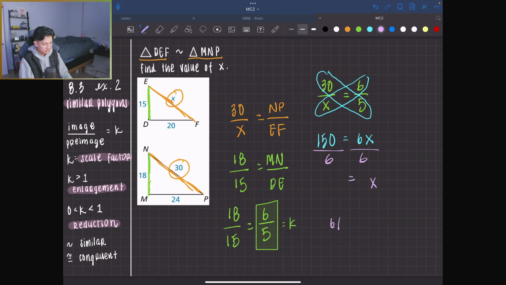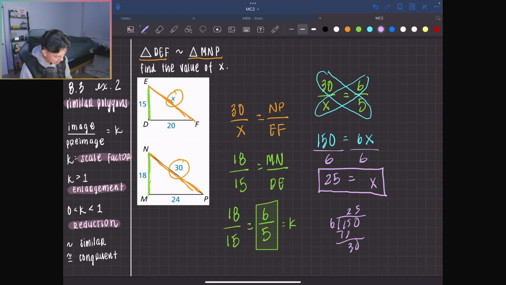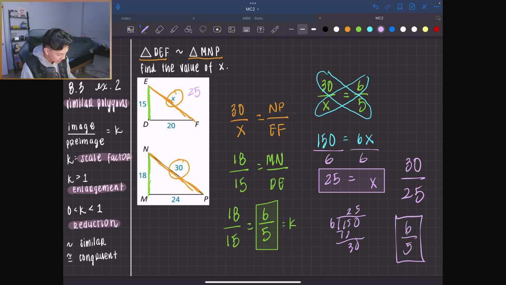Let's see, 150 divided by 6, 6 goes into 15 two times, 12, 30, 5. So x is going to be 25 here. So the missing side length, x, is going to equal 25. And let's go see if this is still true for our scale factor. So remember, NP over EF is 30 over 25. And if we were to simplify this fraction, it's going to become 6/5, which is our scale factor. So we've just proven that our scale factor works for this as well.